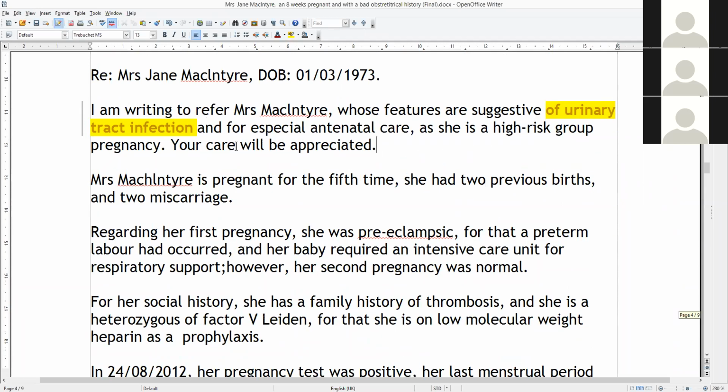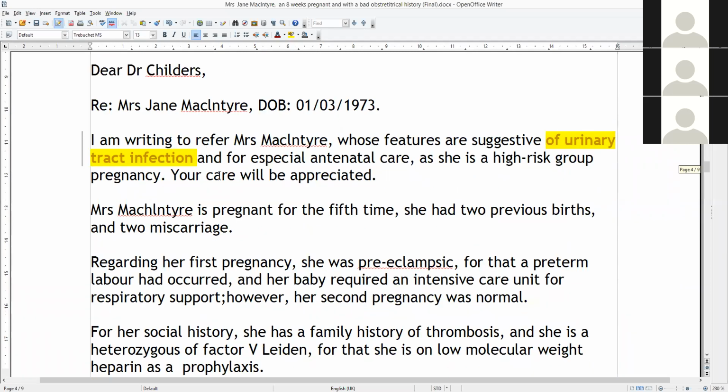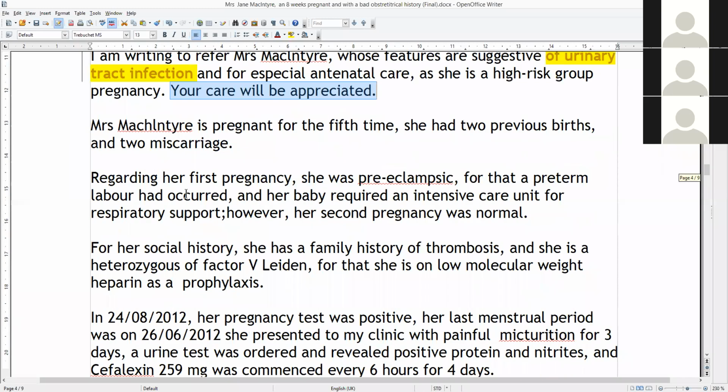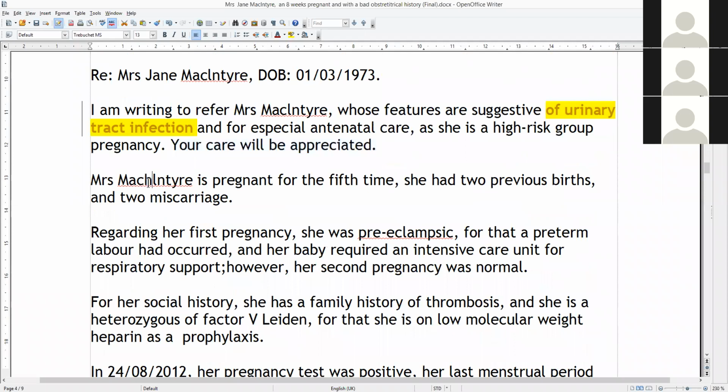You don't need it right in the introduction. Okay. Your care will be appreciated, or your care would be appreciated. You don't need that sentence. Don't need it. You're not begging a favor. The obstetrician will see her in any case. It's her job. It's what she does. You don't have to say, oh, please, will you see her? Appreciated. Well, maybe it will be, but you don't have to put that in the introduction. All you need to do is simply tell whoever you're writing to what you want them to do, and that's it.